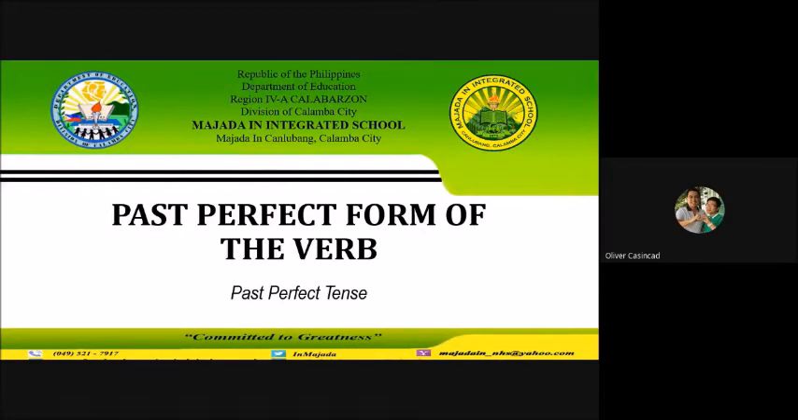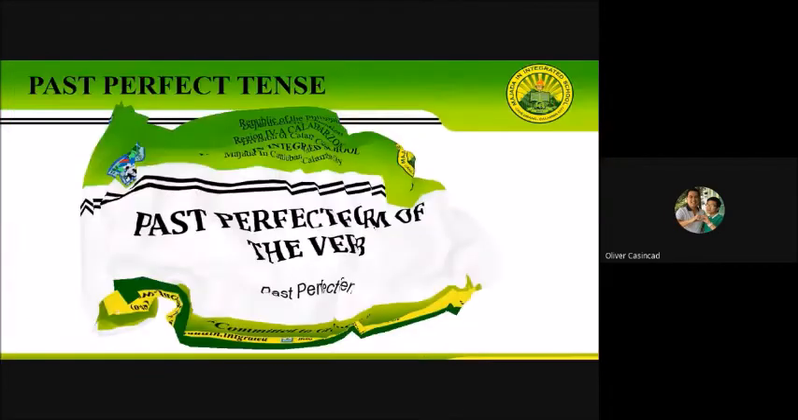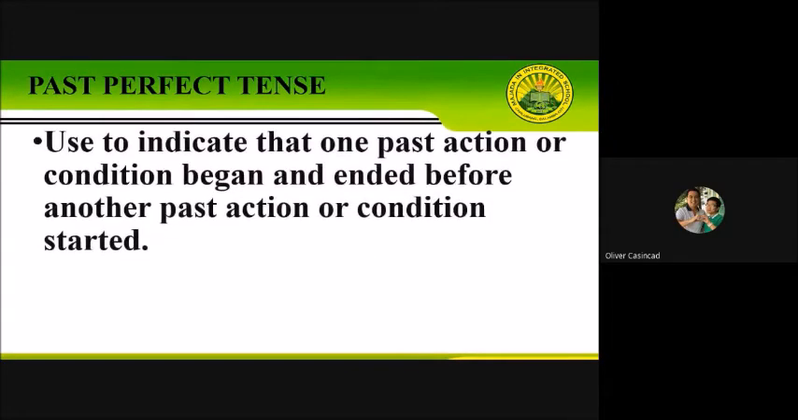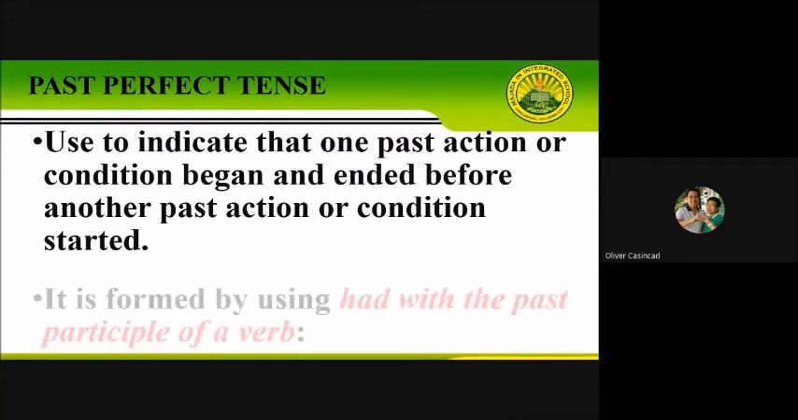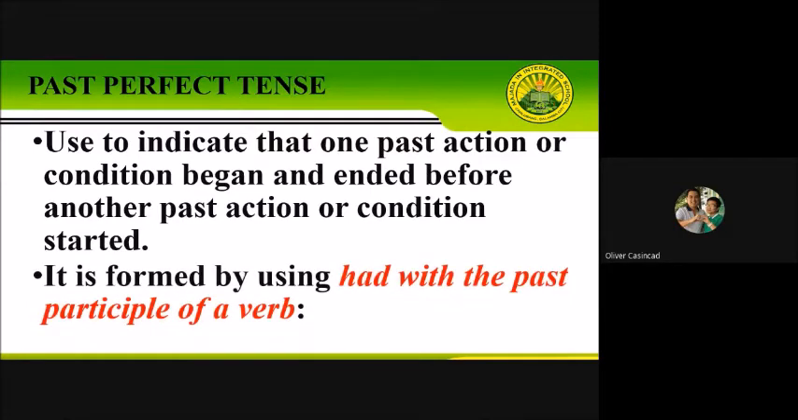So we are going to proceed now with the discussion on the past perfect tense of the verb. First, we have to identify that when you say past perfect tense, it is used to indicate that one past action or condition began and ended before another past action or condition started. Past perfect tense of the verb is formed by using had plus the past participle form of the verb.